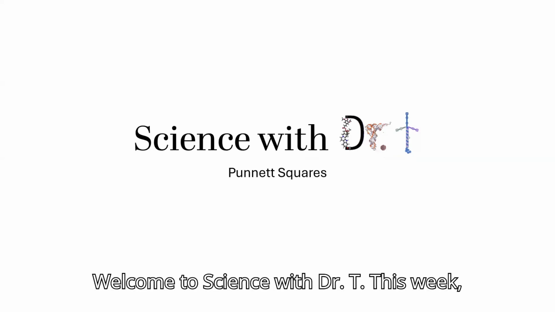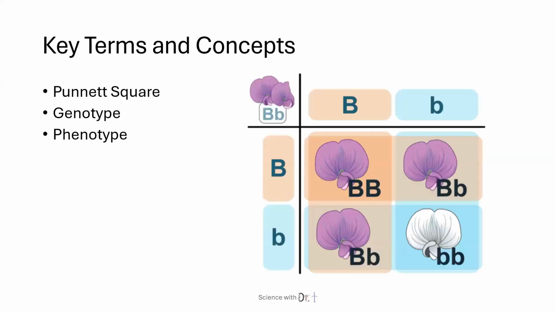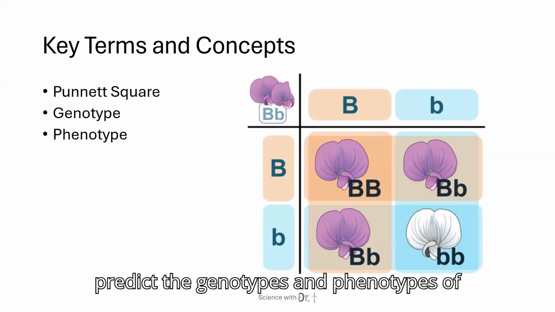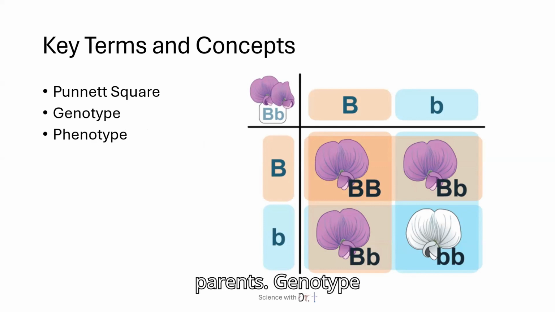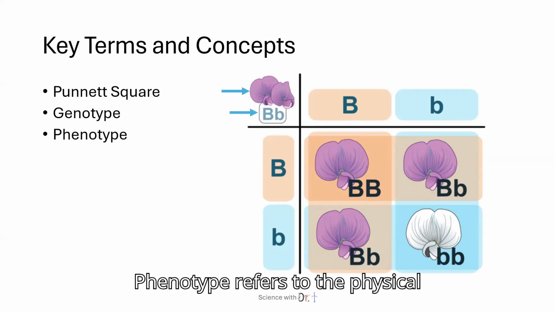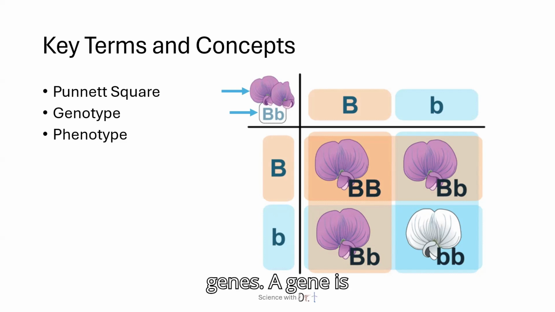This week, we'll be learning about Punnett squares. A Punnett square is a tool used to predict the genotypes and phenotypes of offspring based on the genotypes of their parents. Genotype refers to the genetic makeup, the genes. Phenotype refers to the physical characteristics expressed from those genes.